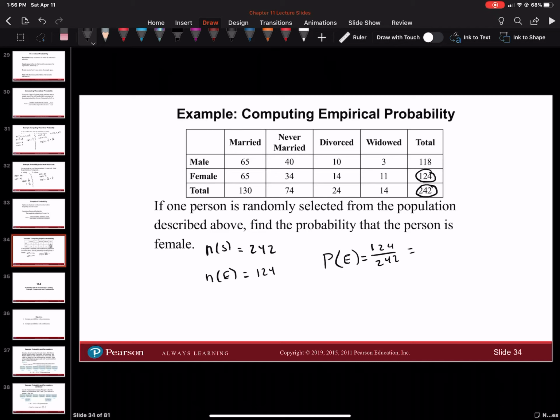Now, we can reduce this or write it in decimal form. It's approximately 0.51. So roughly about 51% are women out of the data that was given.